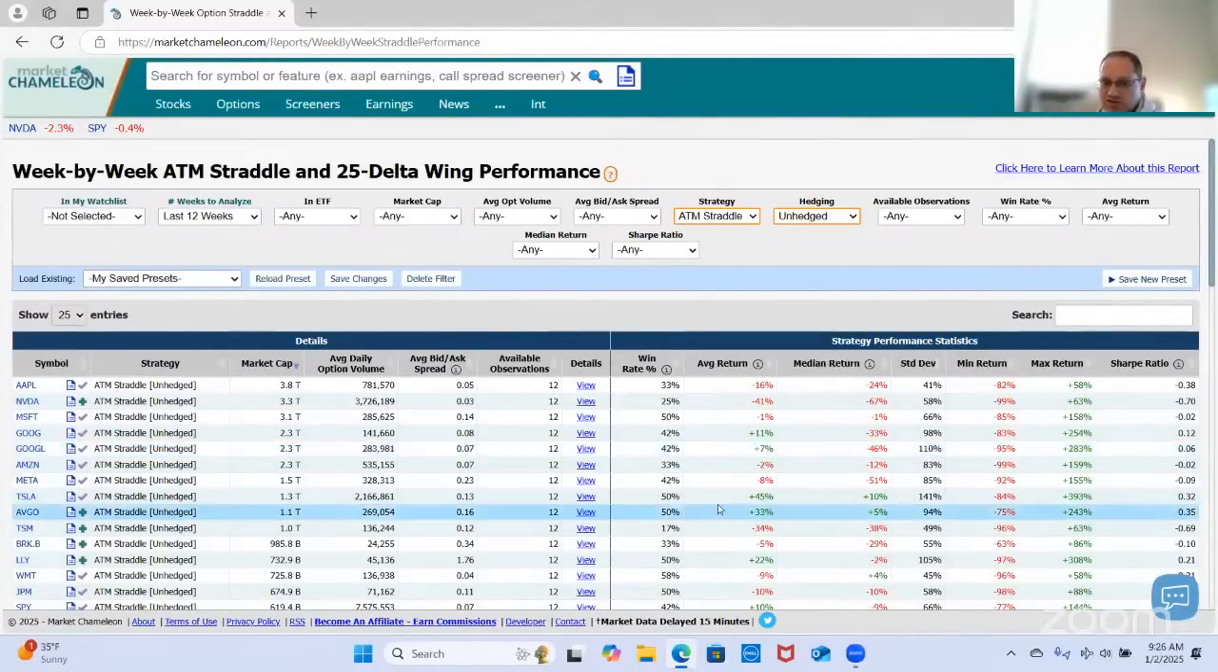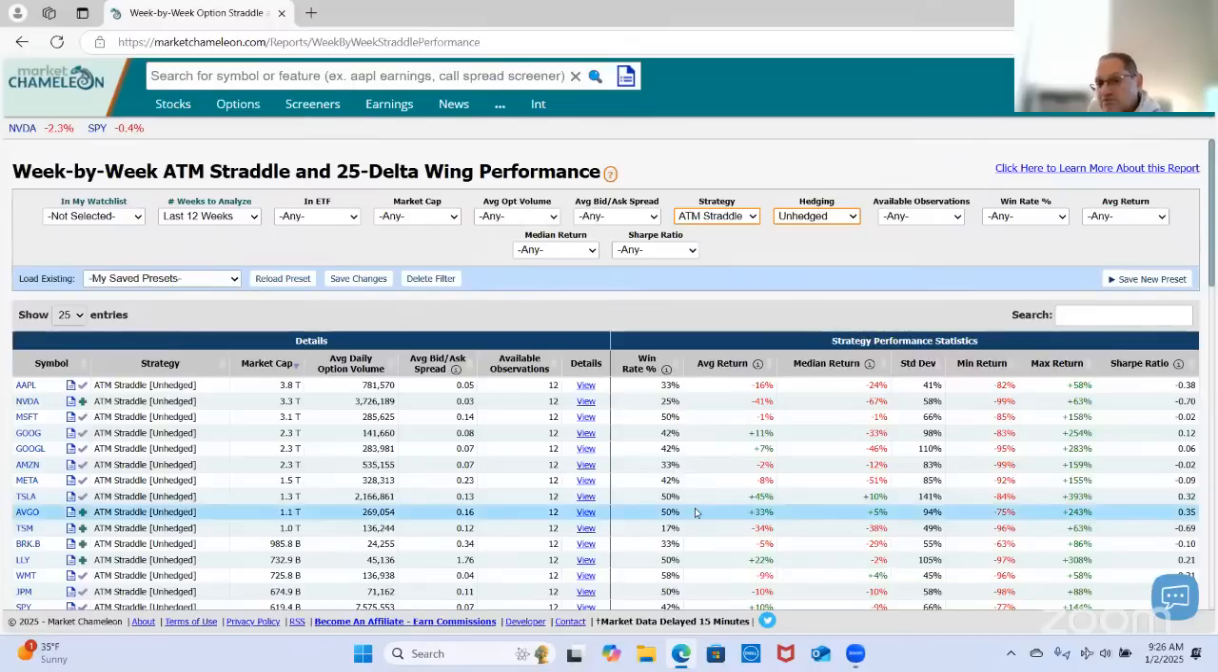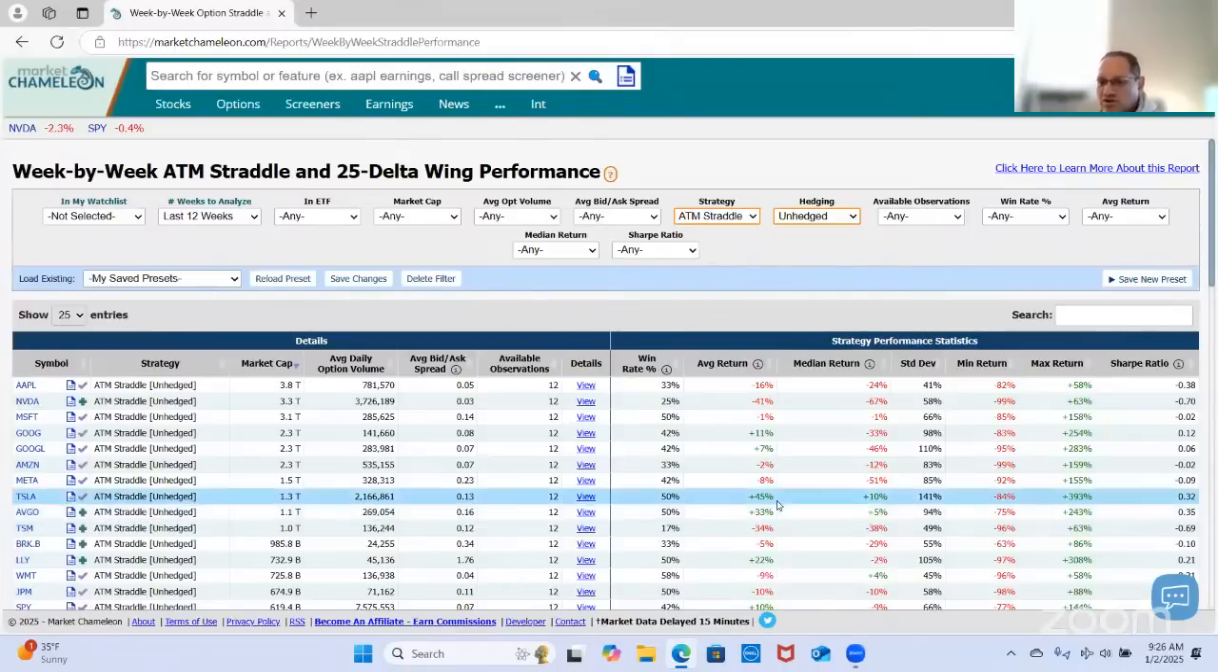Like over here now, we could see, well, Tesla in the last 12 weeks, the straddle was 50-50. Half the time it was profitable, half the time it wasn't profitable. Okay. That's week to week straddle. And on average, it had a pretty big return. It's a whopping 45% on average return. So if we just went from left to right, we could see that the median return was 10%, meaning half the observations made more than 10%. Half the observations were below that.